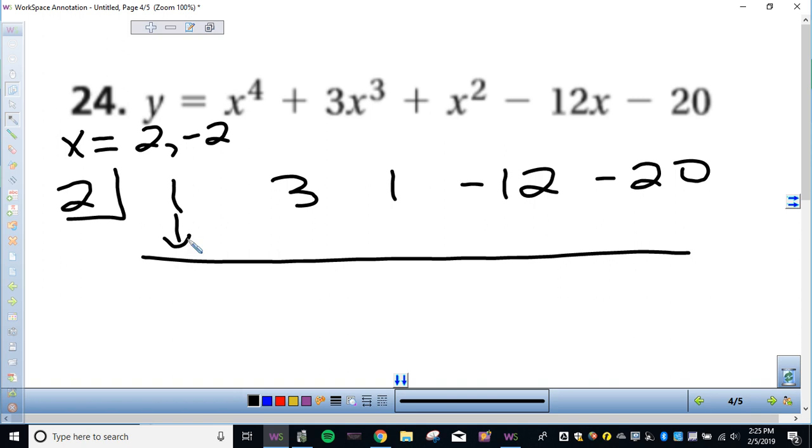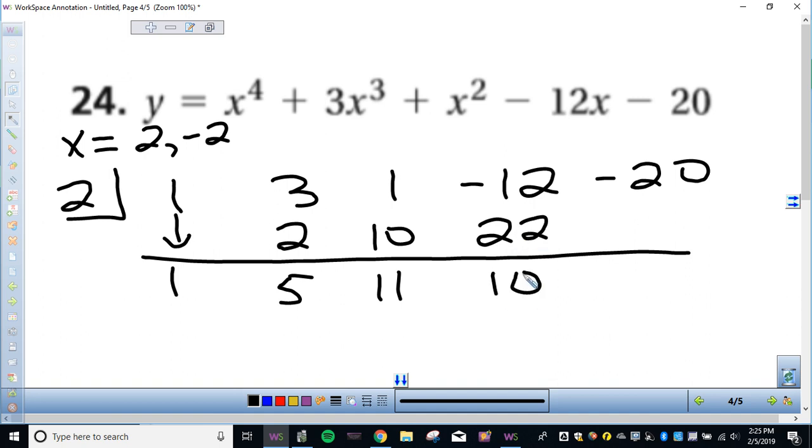Okay, bring the 1 down. 2 times 1 is 2. 3 plus 2 is 5. 2 times 5 is 10. 10 plus 1, 11. 2 times 11, 22. 22 minus 12, 10. 2 times 10, 20. Remember, when you do synthetic with these things, you never have a remainder. So if you get a remainder, try to find your stupid mistake.